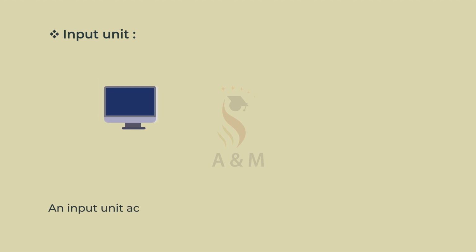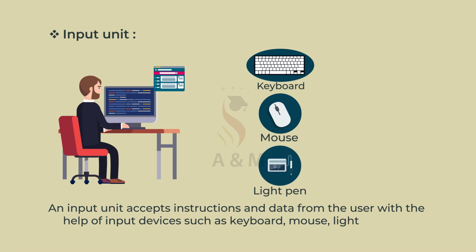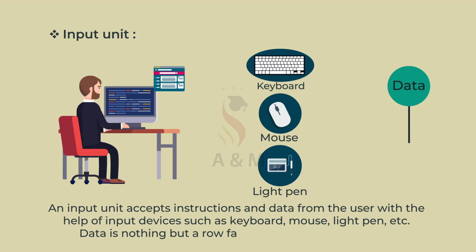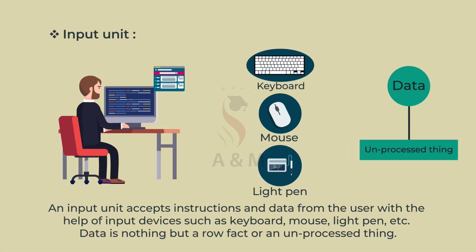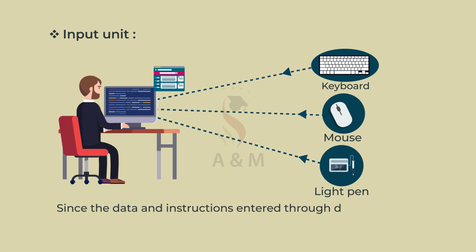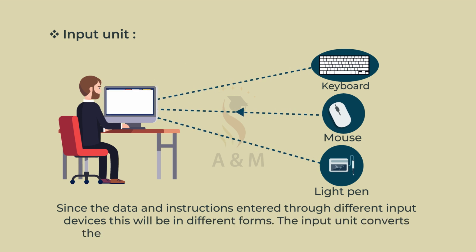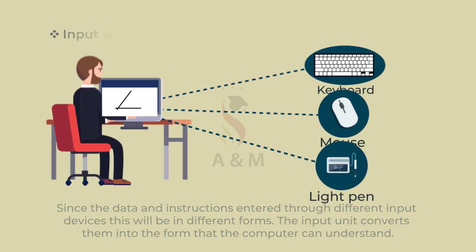An input unit accepts instructions and data from the user with the help of input devices such as keyboard, mouse, light pen, etc. Data is nothing but a raw fact or an unprocessed thing. Since the data and instructions are entered through different input devices, they will be in different forms. The input unit converts them into the form that the computer can understand.